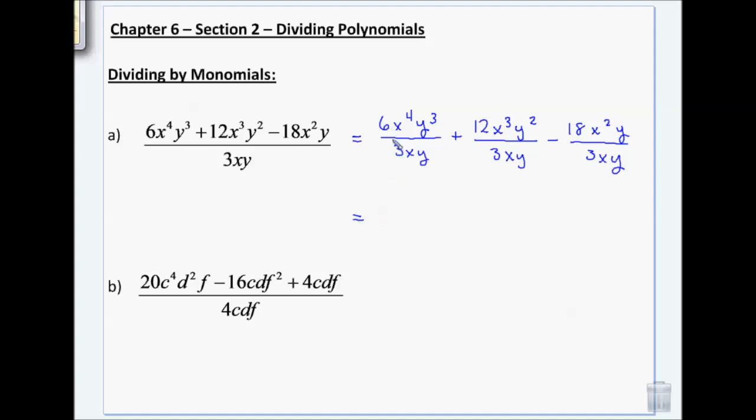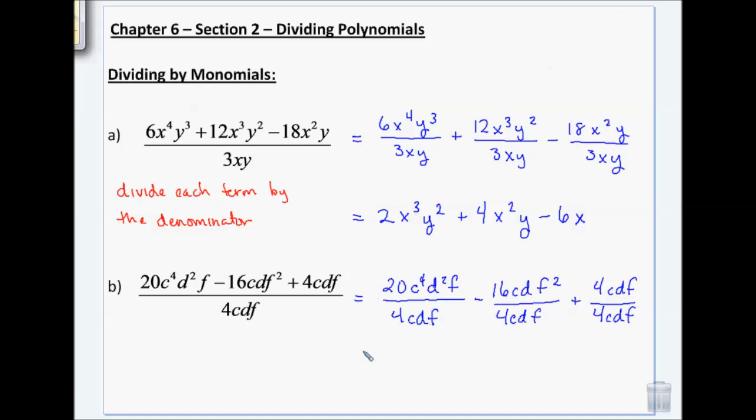Okay, 6 and 3, 6 divides by 3, that gives you a 2. x to the fourth over x to the third, or I'm sorry, over x becomes x to the third. y to the third over y gives me y squared. 12 divided by 3 is 4. x to the third over x is x squared. y squared over y is just y. 18 divided by 3 is 6. x squared divided by x is x, and y divided by y is nothing. It's just 1, right? So it goes away.